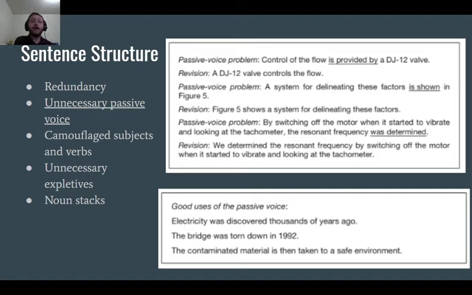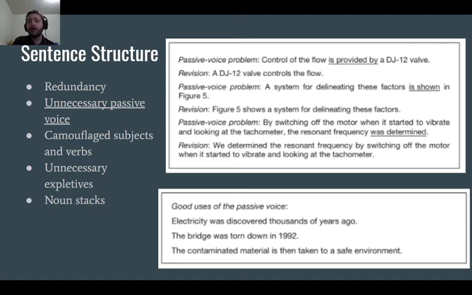Next, using the unnecessary passive voice. We have some examples here. For instance, the first one, passive voice problem: "Control of the flow is provided by..." Whereas when we revise it, we change it to "A DJ12 valve controls the flow." Unnecessary words right there. We have the word provided with the suffix -ed, implying the past. So it's passive voice, and we want to try avoiding all that.